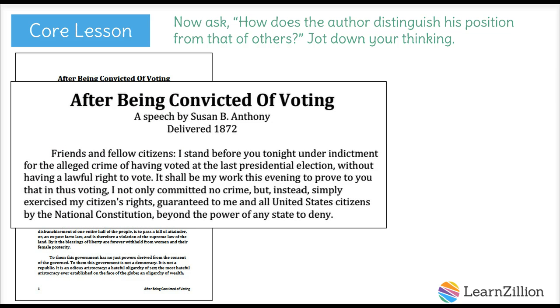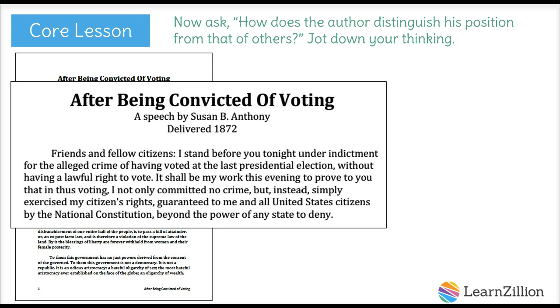Friends and fellow citizens, I stand before you tonight under indictment for the alleged crime of having voted at the last presidential election without having a lawful right to vote. It shall be my work this evening to prove to you that in thus voting I not only committed no crime, but instead simply exercised my citizens' rights, guaranteed to me and all United States citizens by the national Constitution, beyond the power of any state to deny.